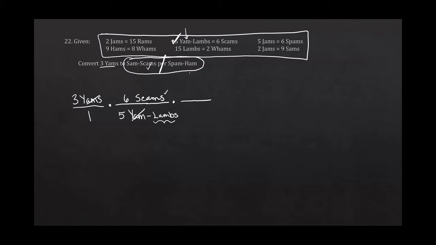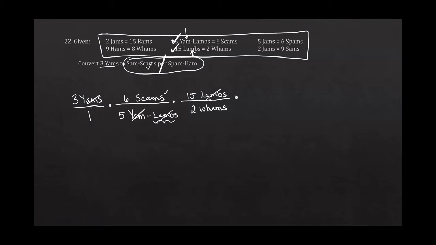So if we look through, again, the conversions we were given, in what's left, the second one in the middle column here is the only one that has the lambs. So we're going to use that. Right now, lambs is in the bottom. So in order for that to cancel, we need to put lambs in the top. And then our conversion says that 15 lambs, so we'll put that in the top, is equal to 2 whams, which is what we'll put in the bottom. Allowing us to cancel off lambs, 1 in the bottom, 1 in the top. And we're going to mark off that conversion as well.